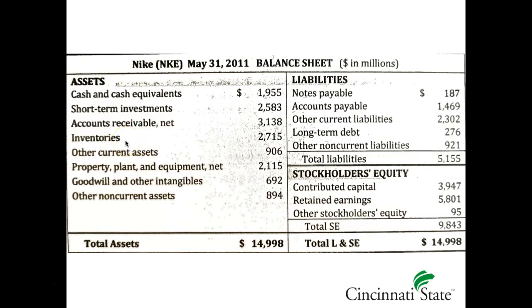The long-lived tangible assets used in the company's day-to-day operations are reflected in the property, plant, and equipment line. On May 31st, 2011, Nike had $2,115 million of tangible property, net of depreciation. This would include land, buildings, machinery, equipment that Nike owns.